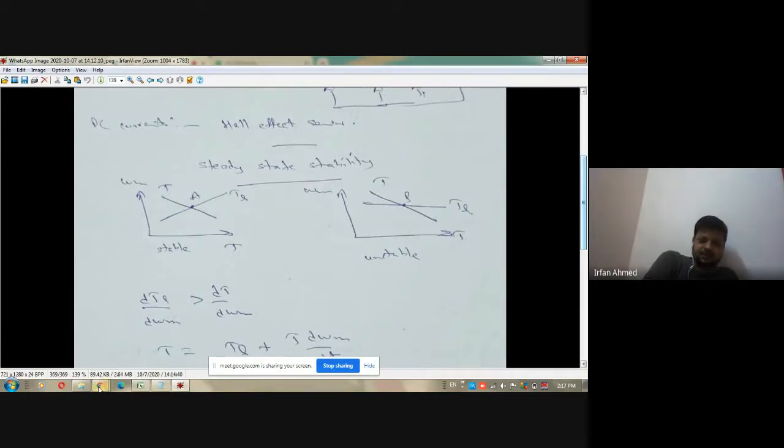If this formula comes, we will derive it in class later on. If not, you have to remember that an operating point will be stable if the rate of change of load torque with respect to speed is greater than the rate of change of motor torque with respect to speed, for stability.